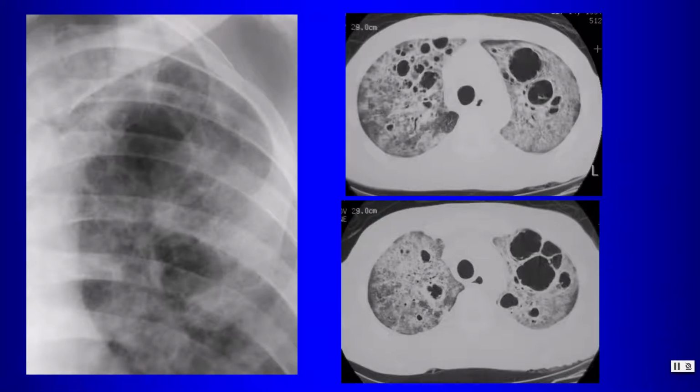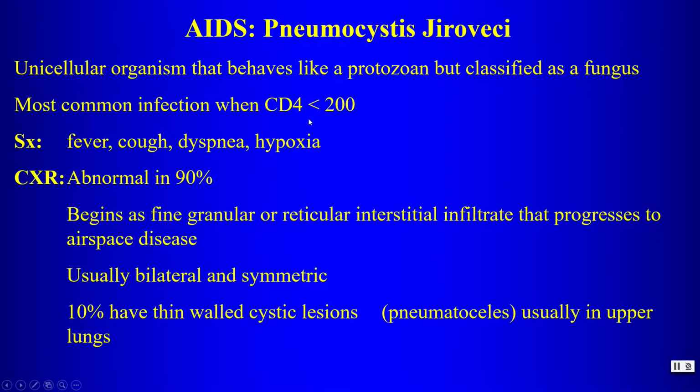Characteristic feature of pneumocystis, in addition to the ground glass opacities, is formation of pneumatoceles. So if we see pneumatoceles in patients who are HIV positive, combined with ground glass opacity, that's a pretty good appearance for pneumocystis pneumonia. So this is a unicellular organism, behaves like a protozoan, although it is classified as a fungus. So this is very common when the CD4 count is less than 200.